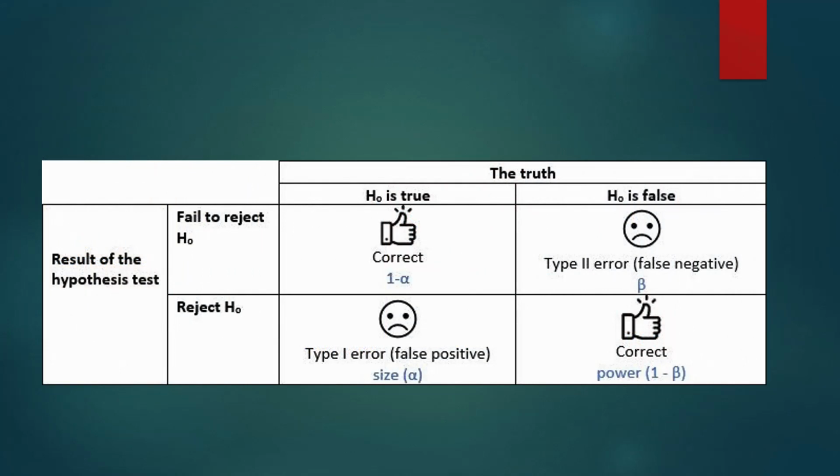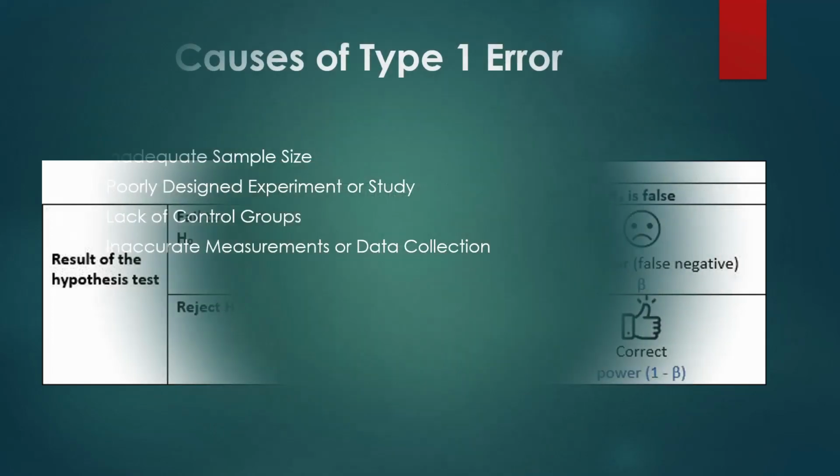You can see here also, H naught is true, we accepted it, there is no error. H naught is false, but we accepted it, that is, failed to reject. There is an error, that is type 2 error. It is represented as beta. Then H naught is true, but we wrongly reject that H naught. That is type 1 error. It is usually represented as alpha. So this is about type 1 error and type 2 error.